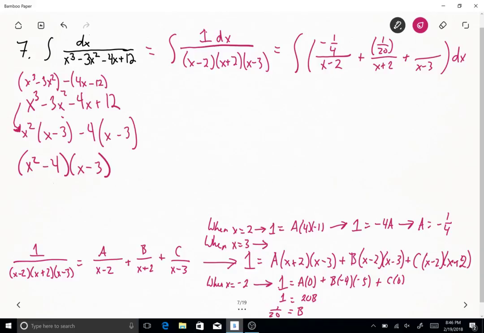What happens? Well, when x equals 3, you plug it into the first two terms, you're going to get 0. So you get 1 equals, in that case you'll get c times, well, 3 minus 2 is just 1, and then 3 plus 2 is 5. So we have 1 equals 5c, so c equals 1/5. And so we can put a 1/5 up there.